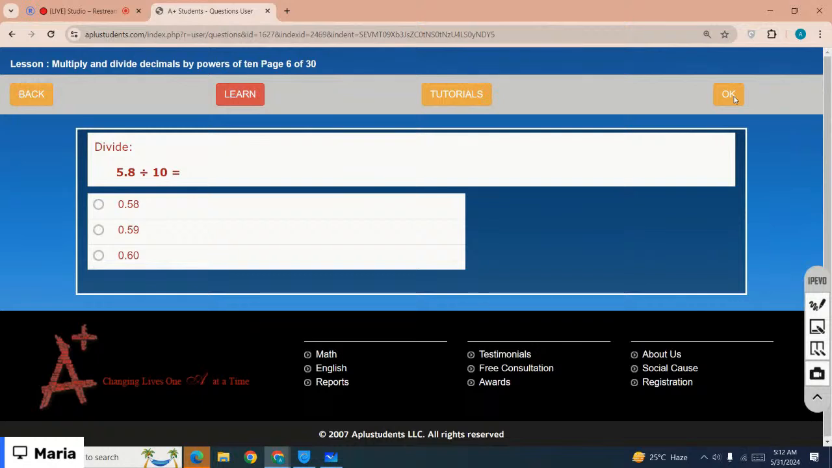5.8 divided by 10, which is the correct option? You need to move the decimal point left one place, right? So that would be 0.58. Option number 1 is the correct option.